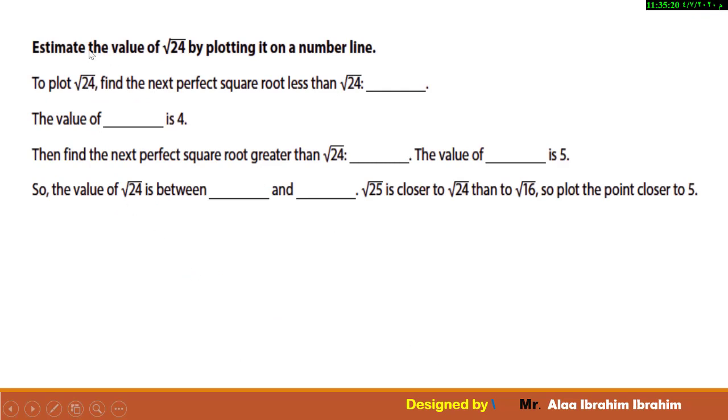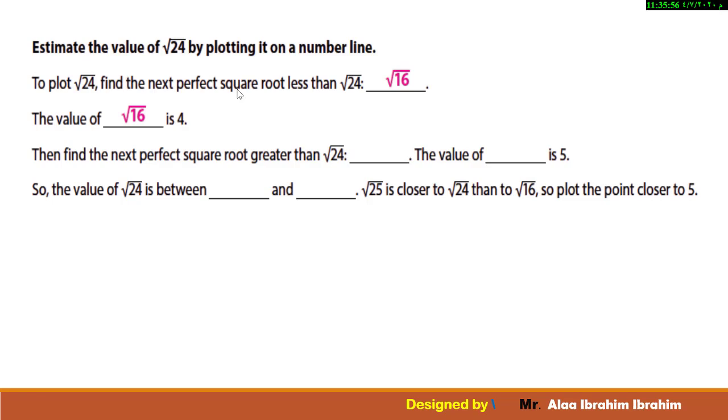Now we really estimate the value of root 24, a second time, and we want to simplify this as much as we can to make it a perfect square. So we make it root 16. The value of root 16 is 4. So to plot root 24, find the next perfect square, meaning something before 24 that has a square root, which is root 16. Because after 24, the next is root 25. So we have something that has a square root before.